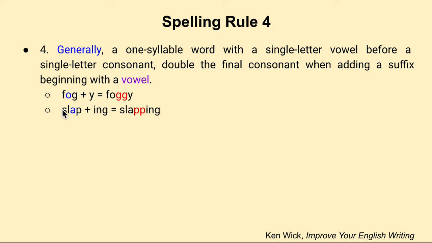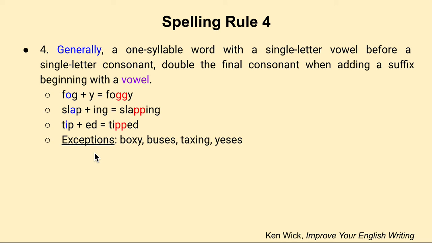Slap. Once again, you have a single syllable word, a single letter vowel before a single letter consonant at the end. You're adding a suffix that begins with a vowel, so you double the consonant. Tipped, just another example. Some exceptions are boxy, buses, taxiing, yeses. So there are always exceptions.